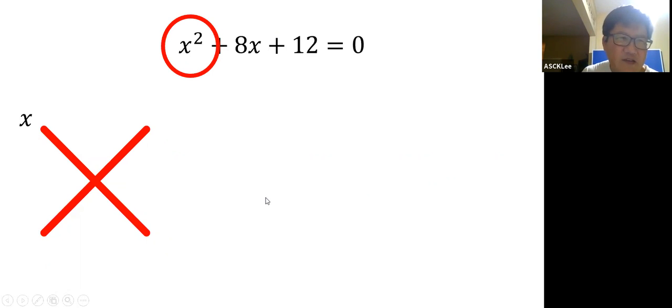And how do you get x squared? It's just x times x. Very simple. All right, and let's look at 12 here. How do you get 12? You get 12 by 3 times 4. 3 times 4 is 12.